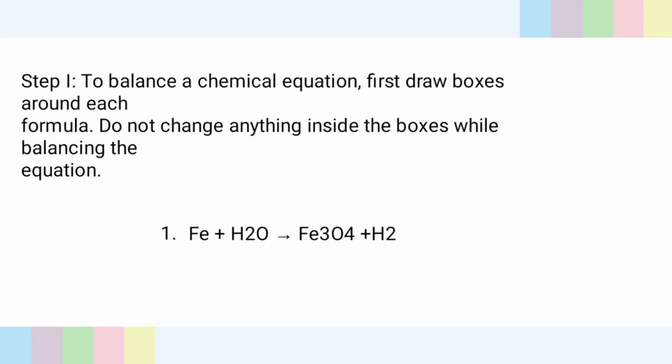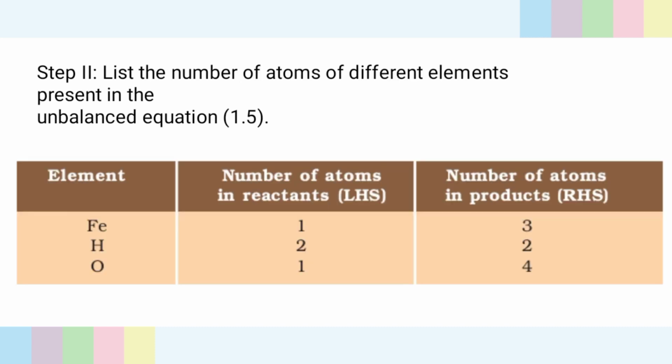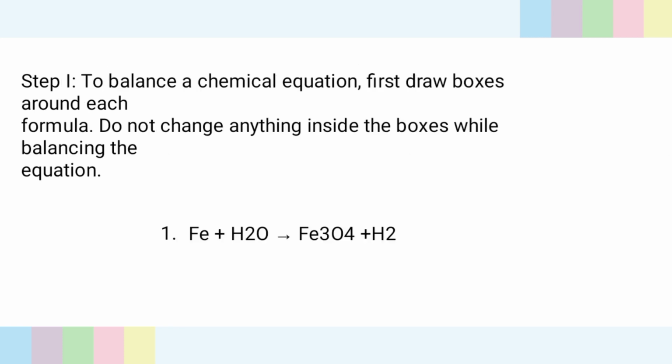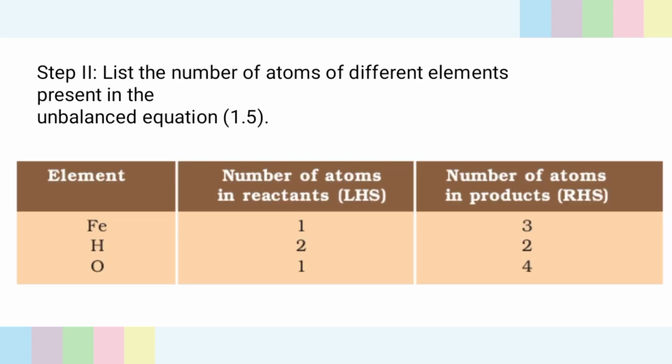So to balance a chemical equation, first draw boxes around each formula. Do not change anything inside the boxes while writing the equation. So first you write down the reaction and then go to the next step, that is make a tabular column in which first you write down the elements, number of atoms in the reactants and number of atoms in the product side. So elements, what we saw, that is Fe, hydrogen and oxygen.